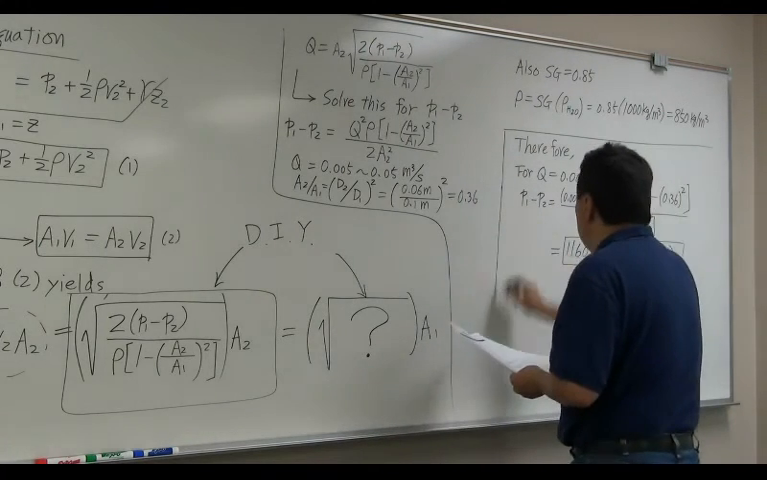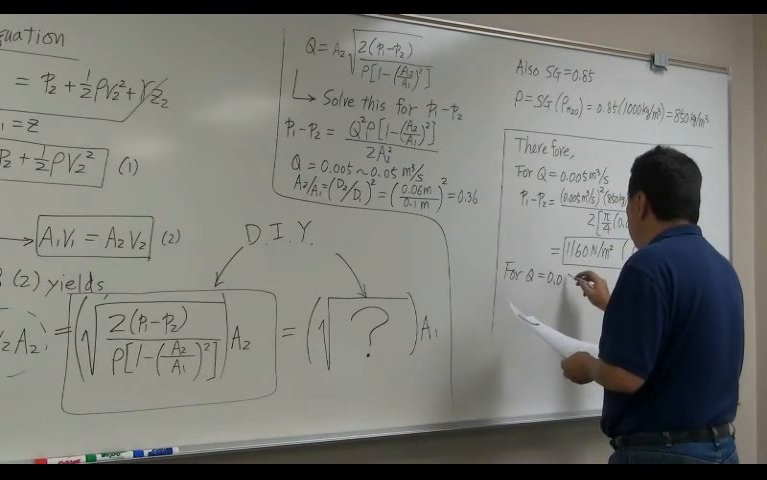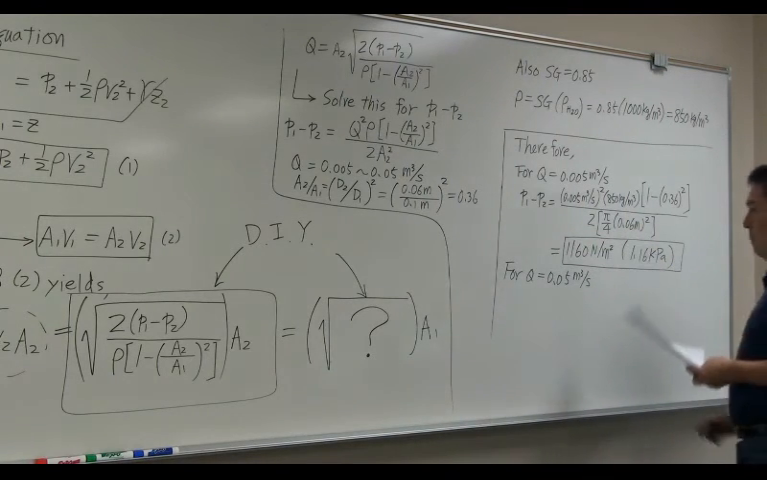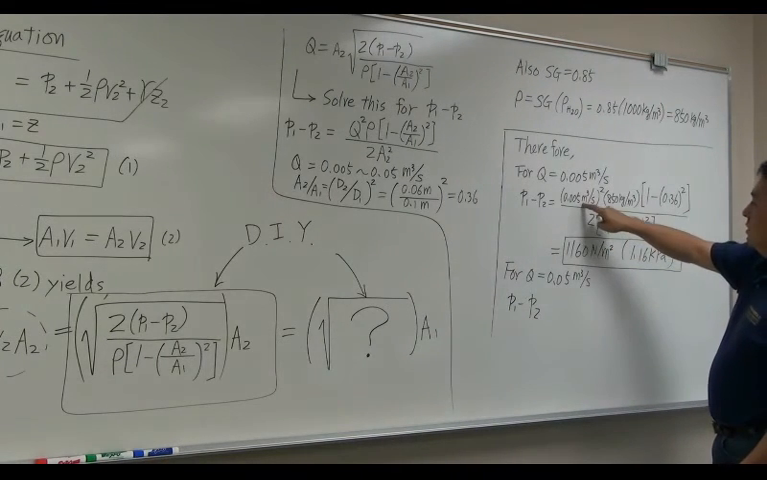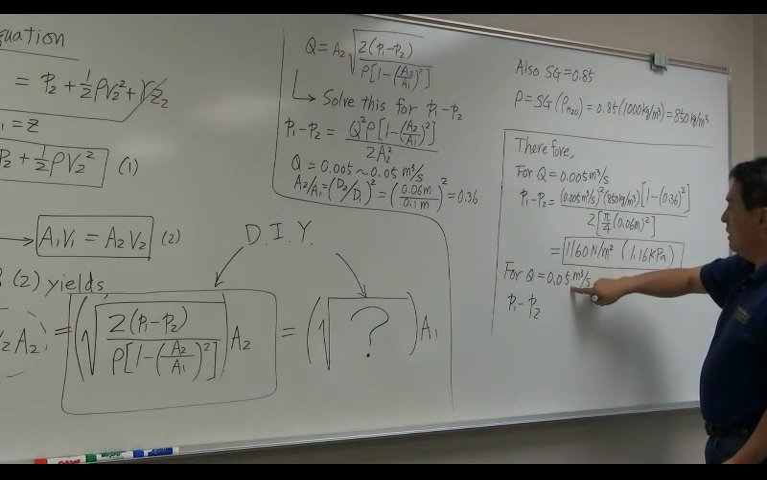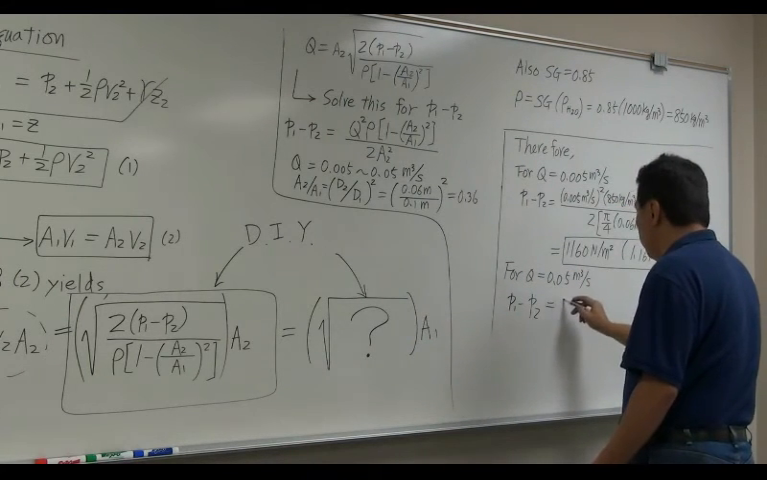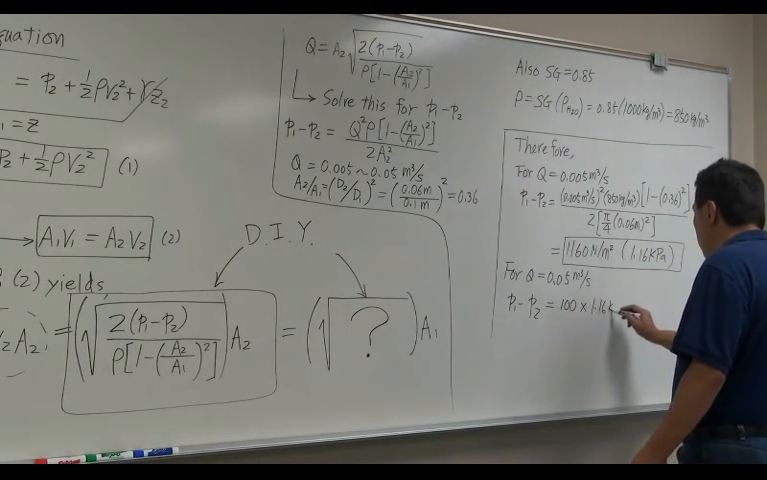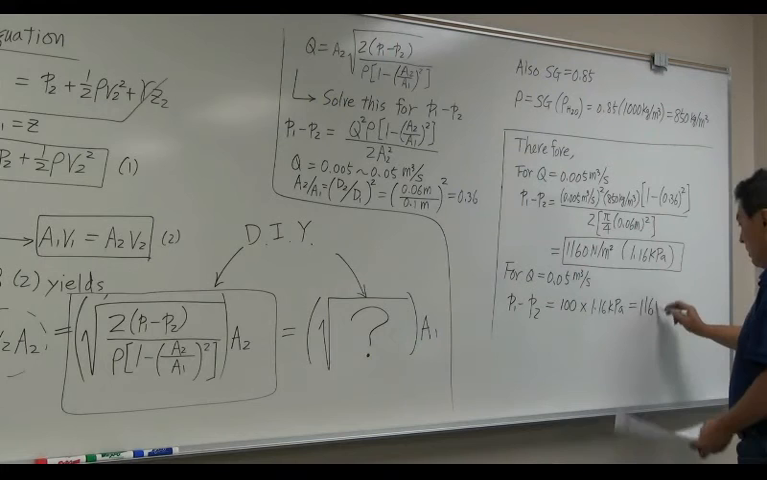Okay. So what about the case of the maximum flow rate you expect to have, 0.05 cubic meter per second? If the flow rate becomes this high, what is P1 minus P2? This is a 10 times bigger flow rate. Then the square term comes in. So P1 minus P2 is going to be 100 times larger, right? So this is going to be 116 kilopascal.